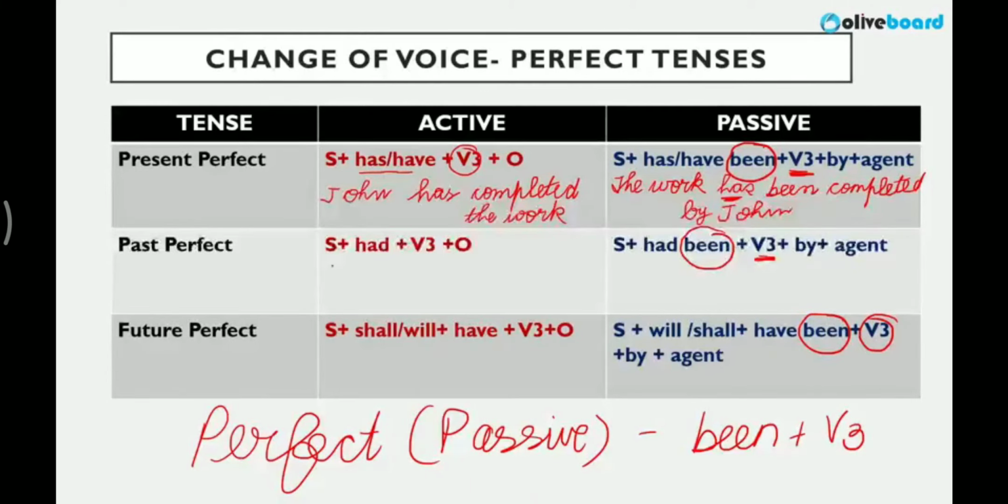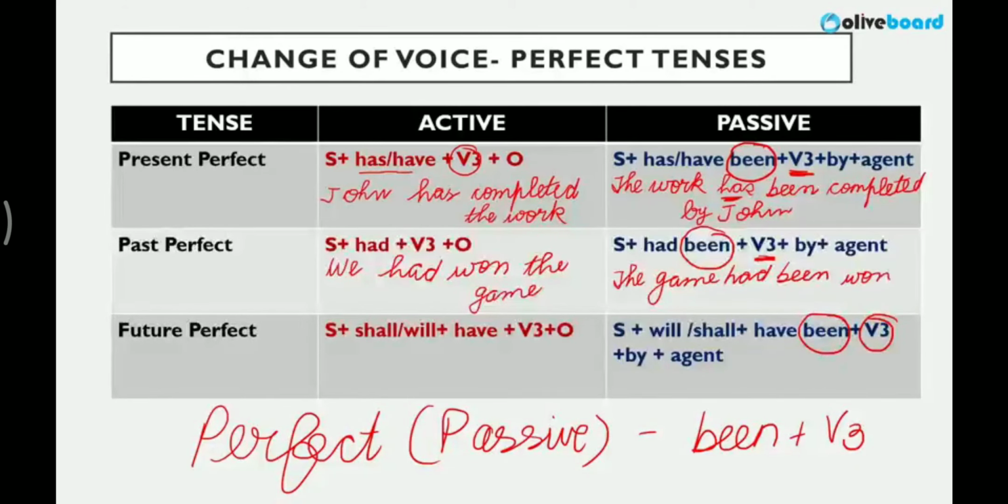Let's see one more for past perfect. We had won the game, right? So here, third form won is used, with had, because it's past perfect. How will you change this into passive? The game had been, third form is won only, won, by us. We becomes us in passive form, right? So we is changed into us.